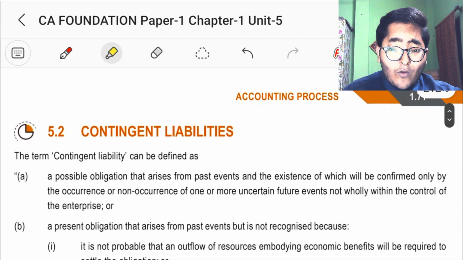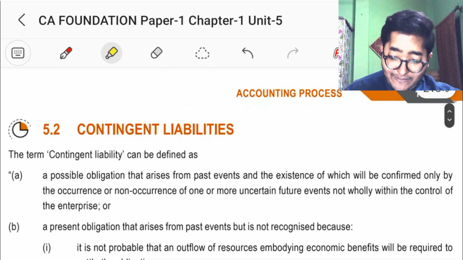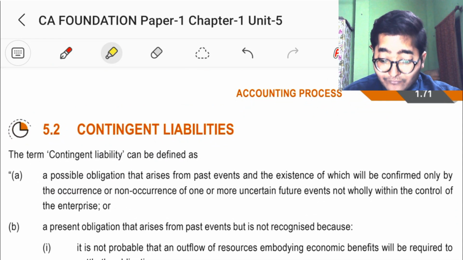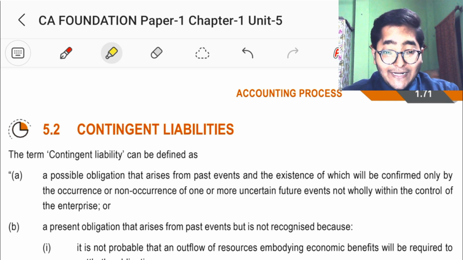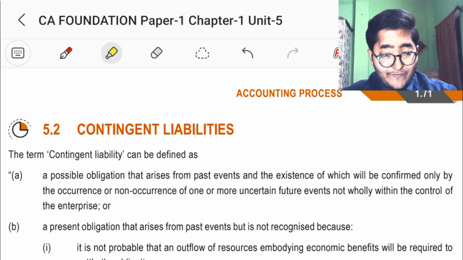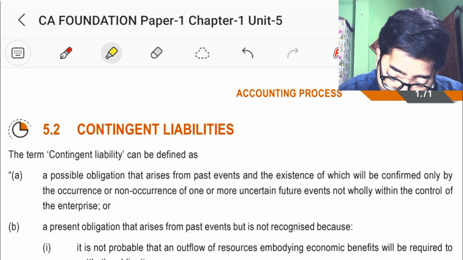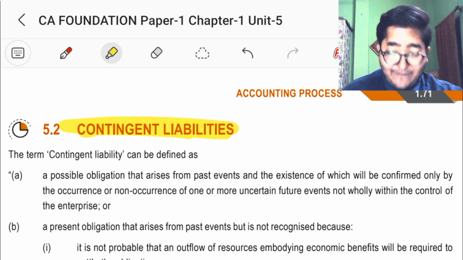So, what do you understand by contingent liability? I hope you have got the point of contingent assets. Contingent liability is just the opposite. So, our next topic is contingent liability.